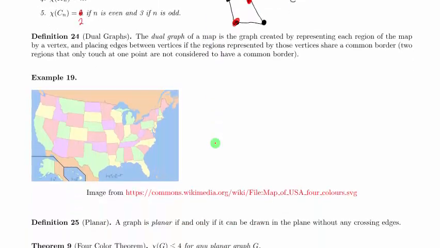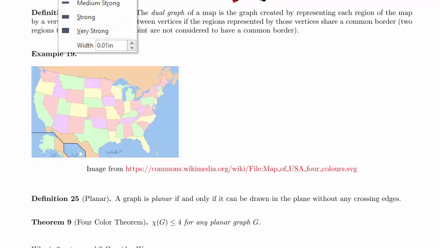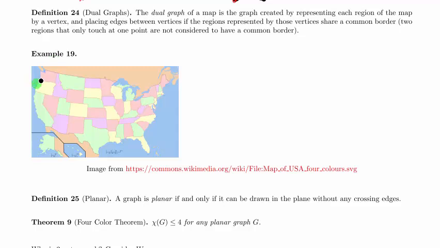The dual graph of a map is the graph created by representing each region of the map by a vertex. So for instance, if we look at this map of the United States, if I want to create its dual graph, then I'll just look at part of the graph. Actually, let's not have quite so many drawn in. Let's just look at these particular states so I don't have too many edges showing up. We're going to represent each region with a vertex and then place an edge between the vertices if those regions share a common border.